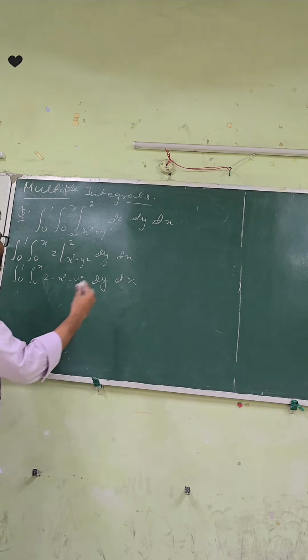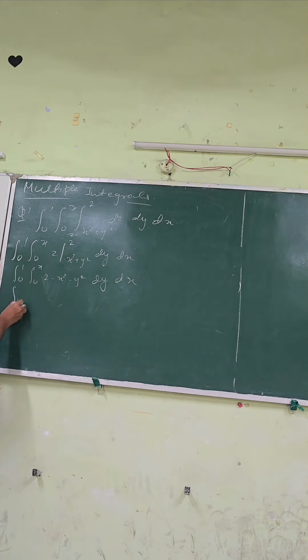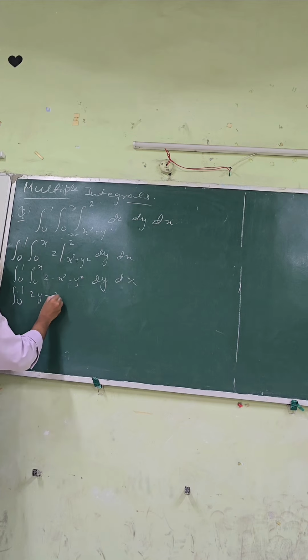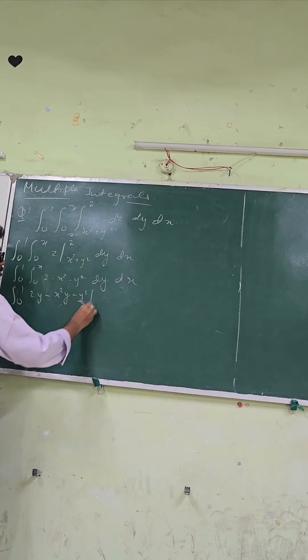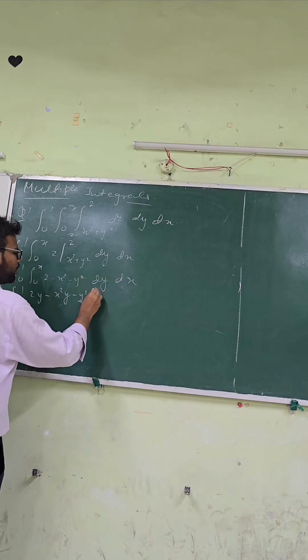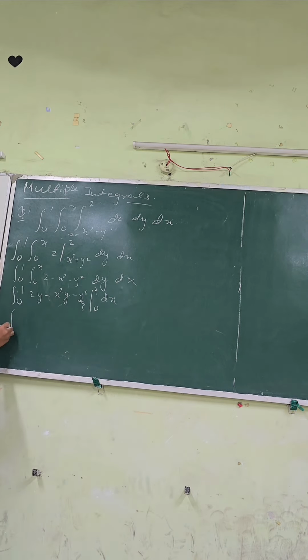Okay. So now let's see. 0 to 1, and you evaluate this, you will get 2y minus x square y minus y cube by 3. You substitute 0 to x, dx, right? 0 to 1, you substitute 0 over here, you get 0 everything, you substitute x. Obviously, you will substitute x in the place of y only, you won't substitute x in place of x square, it is useless, okay?